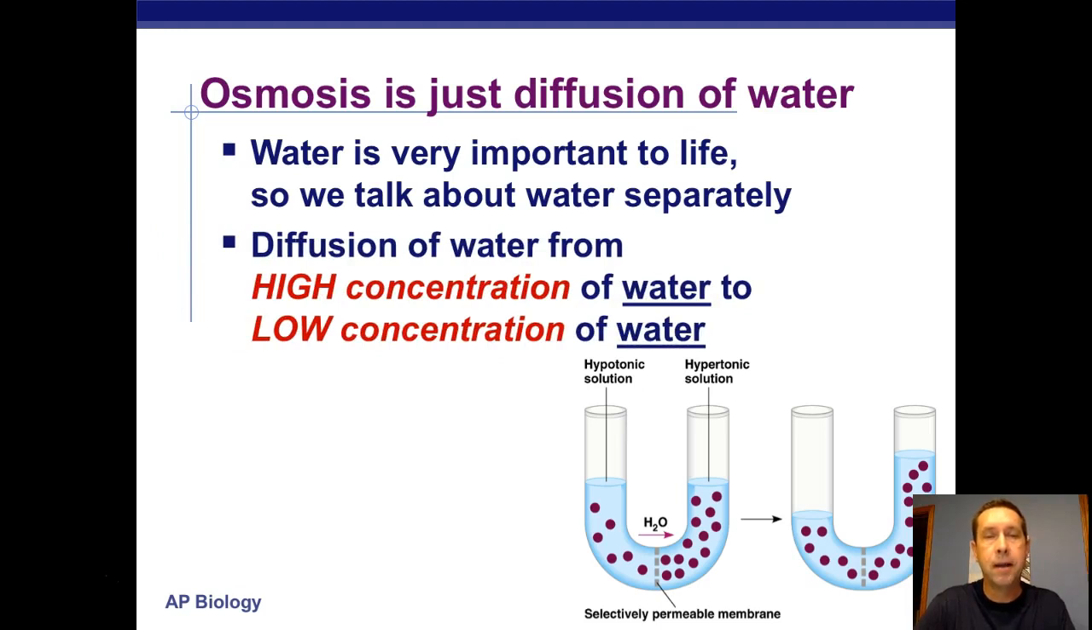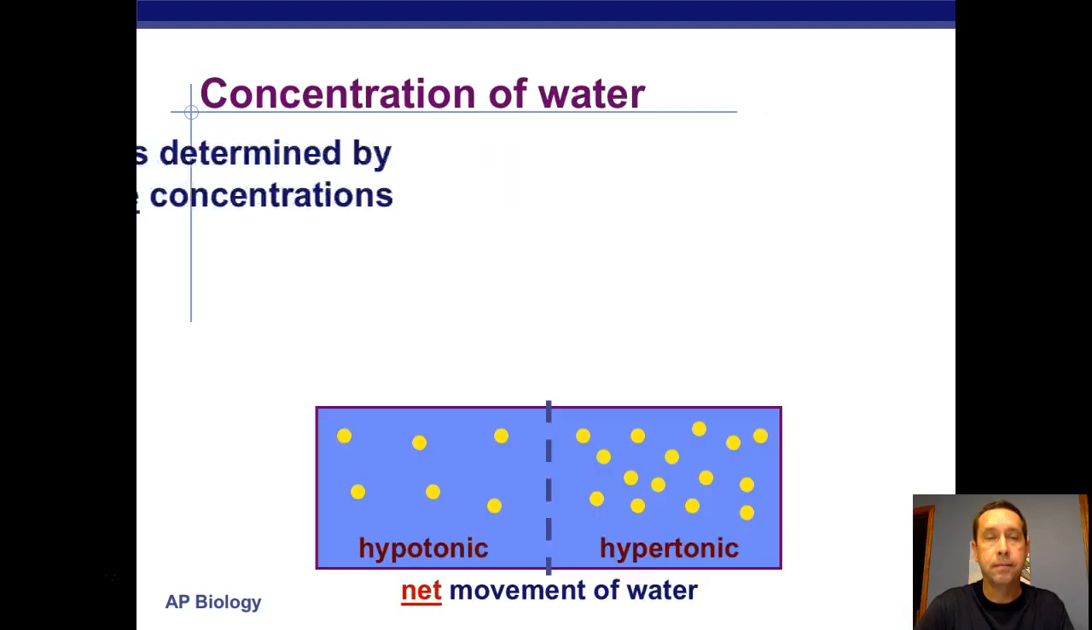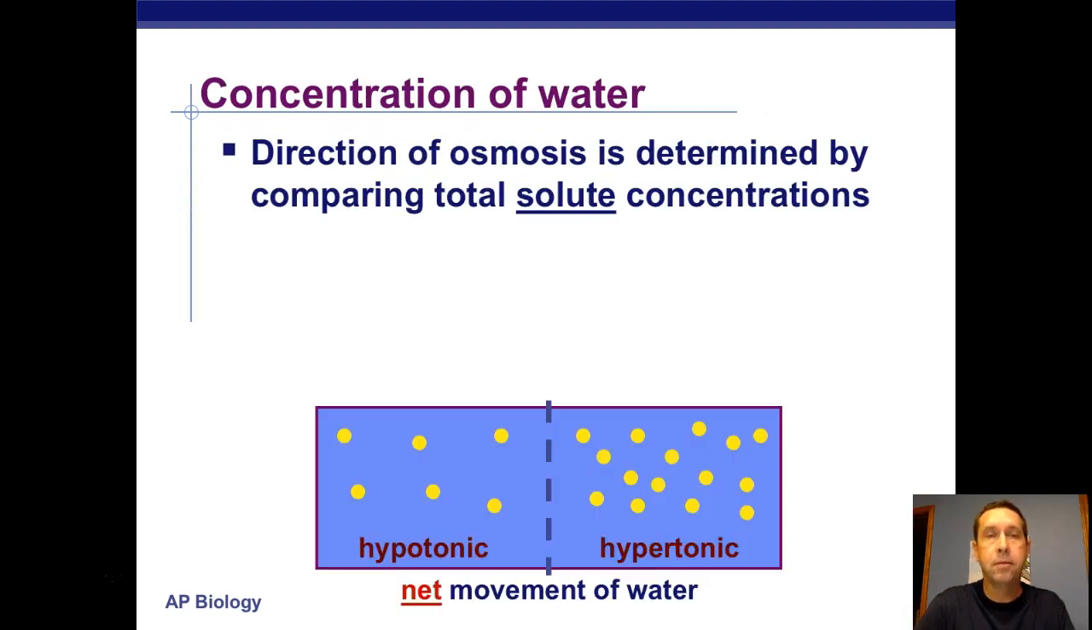Diffusion of water from high concentration of water to low concentration of water, or oftentimes we describe it as the movement of water from an area of low solute concentration, the stuff dissolved in the water, to an area of high solute concentration. And again, the difference in osmosis is we have to add across a semipermeable membrane. With diffusion, it doesn't require a membrane. With osmosis, it does. So the concentration of water is what determines the direction of osmosis, by comparing concentration of water with the total solute concentration.